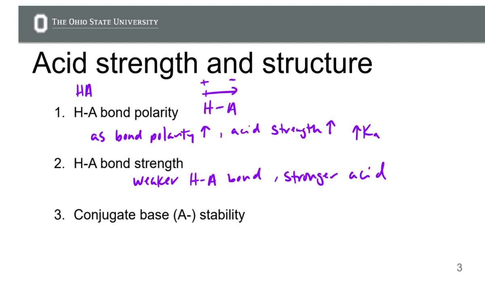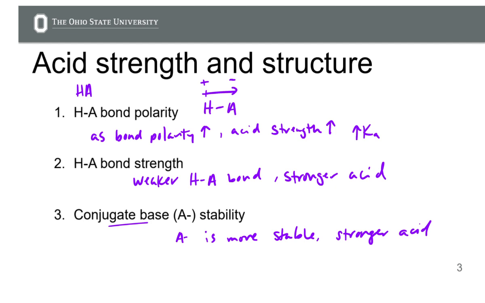We're going to take a look at these examples in a bit more detail, but when it comes to conjugate base stability, if the A minus, the conjugate base, is more stable, then we have a stronger acid. Often it can be difficult to predict what a stable conjugate base is, so I wouldn't worry too much about that. Let's focus more on the first two, bond polarity and bond strength.